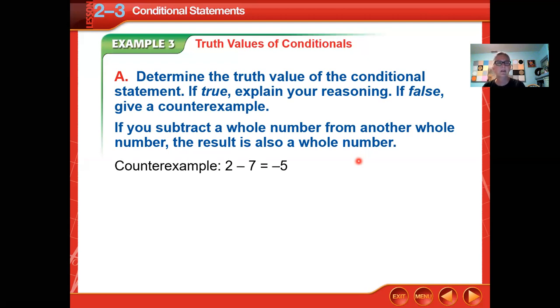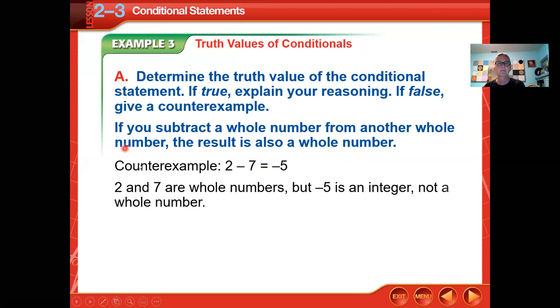Let's keep going. If you subtract a whole number from another whole number, the result is also a whole number. This is a counterexample to prove that this is a false statement, a false conditional, because this is how you use a counterexample.